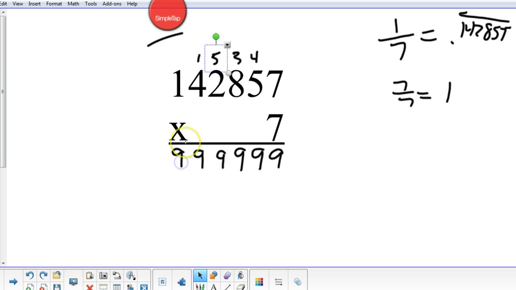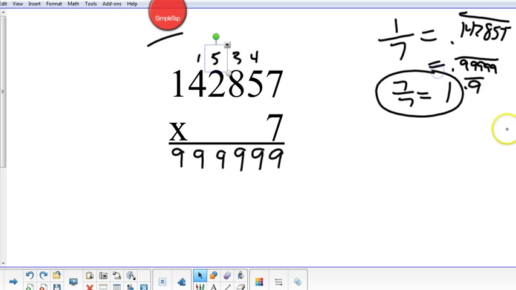something pretty cool. You get 999999, all 9s. So it's almost like if you multiply this together, you should get 0.999999 repeating, or 0.9 repeating. But we don't. We get 1. And so this is an interesting thing.